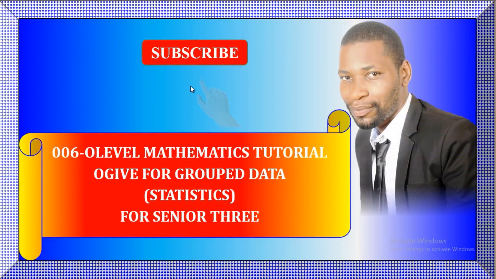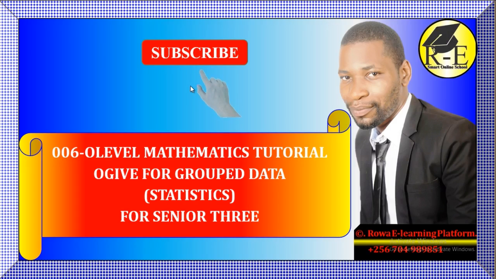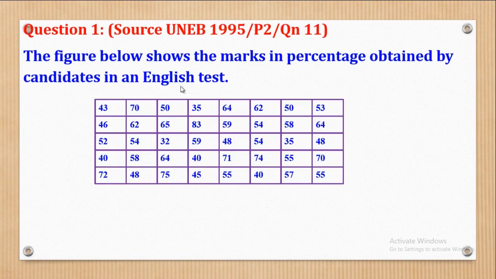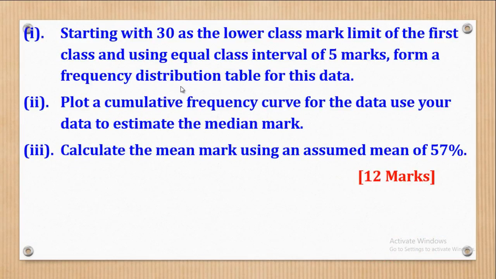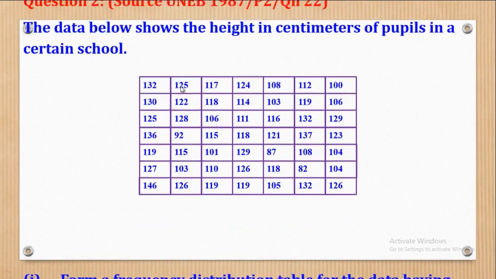In this video we're going to look at the topic of Ogive for grouped data. This topic is basically for students in senior 3 and senior 4. In this video we're going to look at the solutions for the assignment left in the previous video. Question 1 was that, and question 2 was that from 1997 paper 2, question 22.